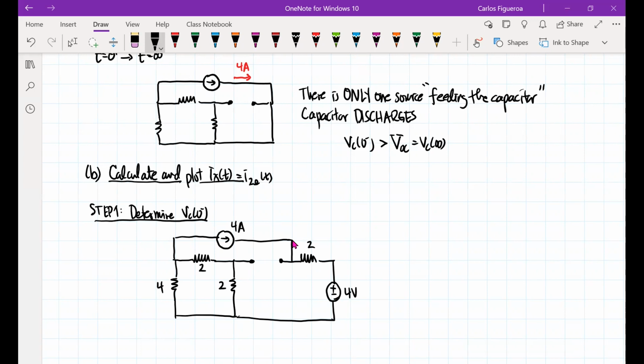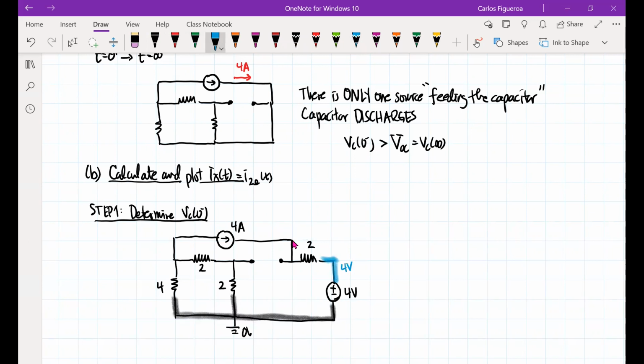So the first thing I'm going to do is pick a ground, and I think a good ground for me is to pick it right here. So here is my ground right there. This automatically tells me that this node right here, of course, is 4 volts.